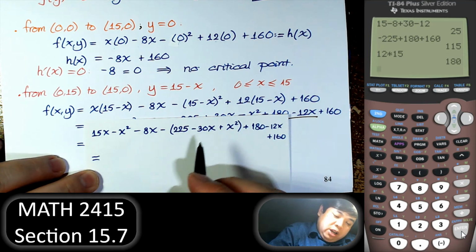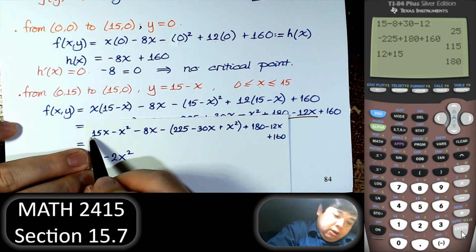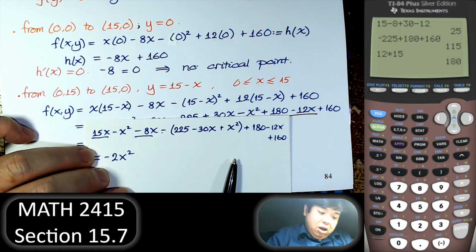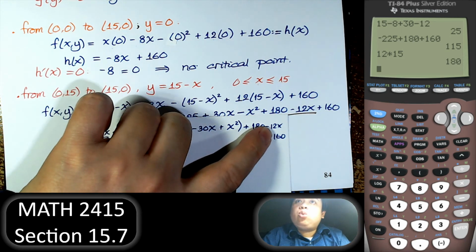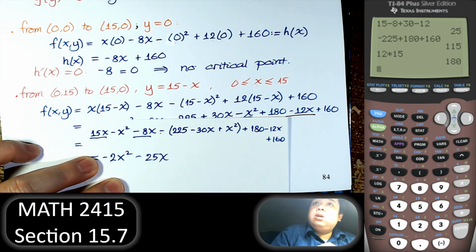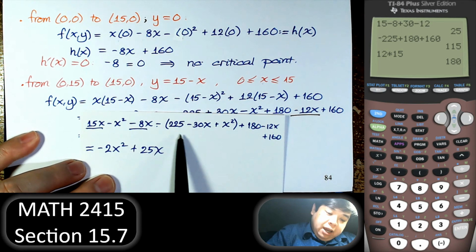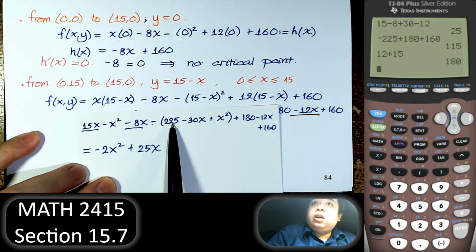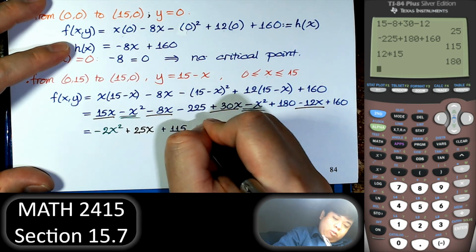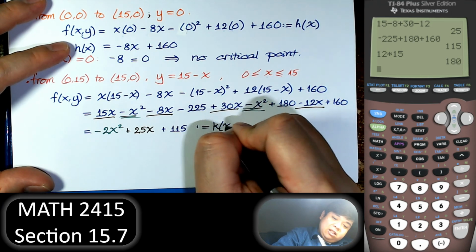So negative x squared, yes, negative 2x squared. 15 minus a, 15 minus a plus 30 minus 12, so that's 25. Plus 25. And negative 225 plus 180 plus 160. Yeah, so that. And we will make this a function of, let's say, function k of x.